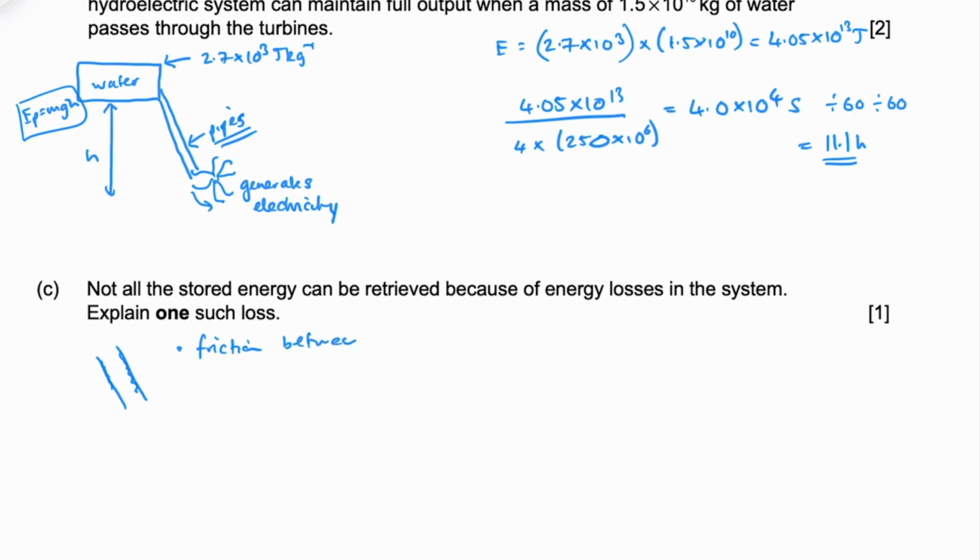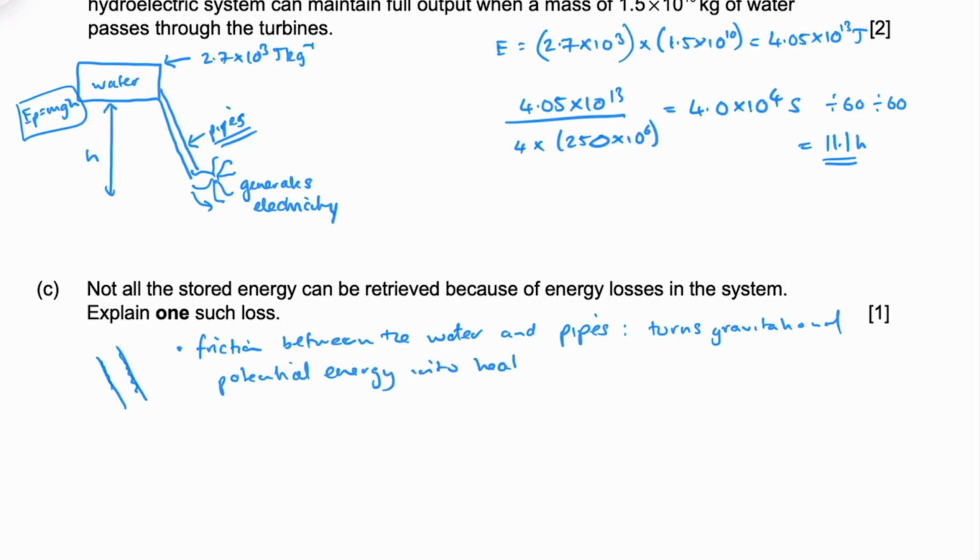between the water and pipes. And what will that do? Well, it will turn some of that potential energy into heat energy. Turns gravitational potential energy into heat energy, which is not the kind of energy we wanted to turn it into. So that's one of the losses.